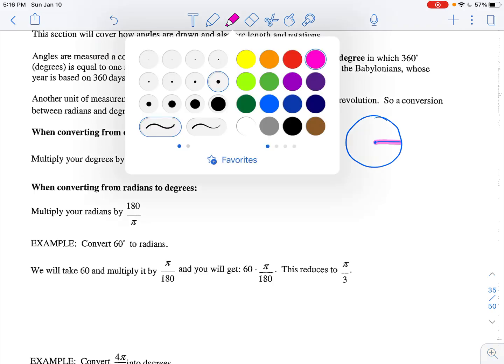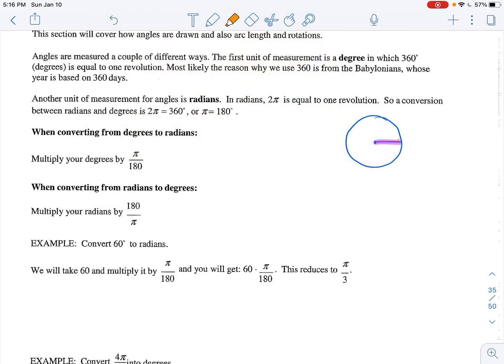So this little piece right here, if I were to take this radius and lay it on the circumference of the circle, I could have one radius and then another radius and another radius. You would have about 6 and a little bit more. I might have not drawn that exactly, but that's how we get 2 pi.